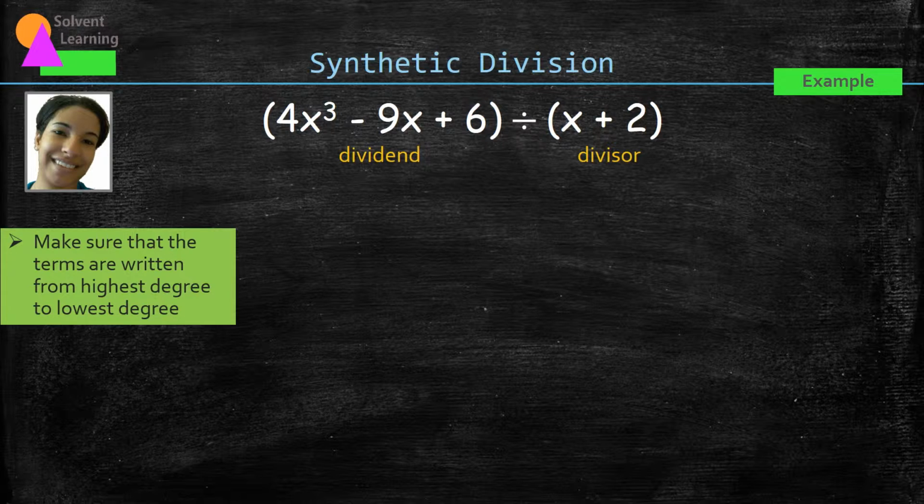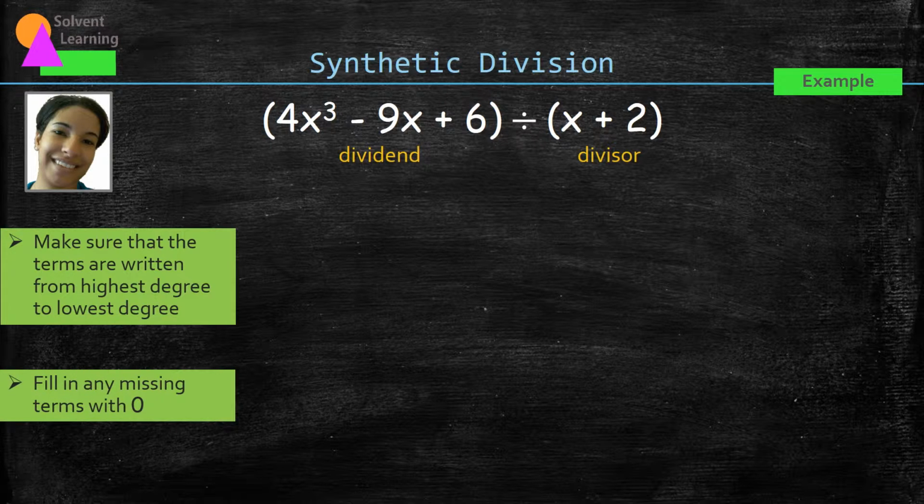Okay. Before we set up the problem, we need to make sure that the terms in each polynomial are written from highest degree to lowest degree. So if we look at the dividend there, the first term is a third-degree term. It has an exponent of 3. The next term is a first-degree term, and the last term is a constant term. So it does go in order from highest to lowest degree. And in the divisor, we start off with the first-degree term, which is the x, and then we have the constant term. So that's written from highest to lowest degree terms as well. So we don't need to make any changes there.